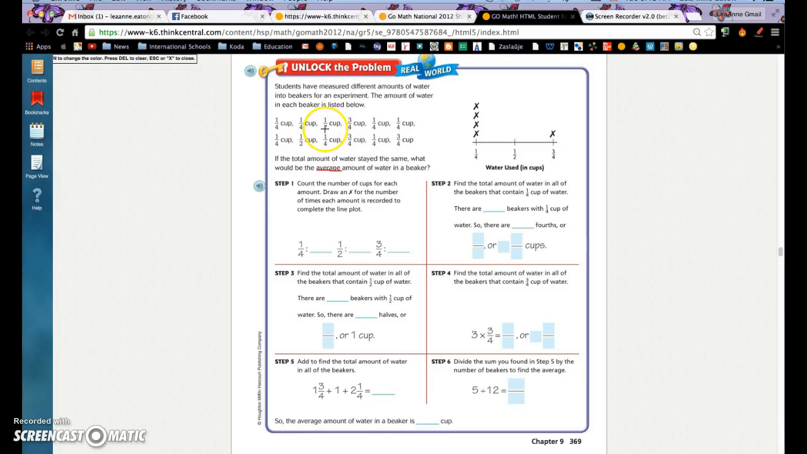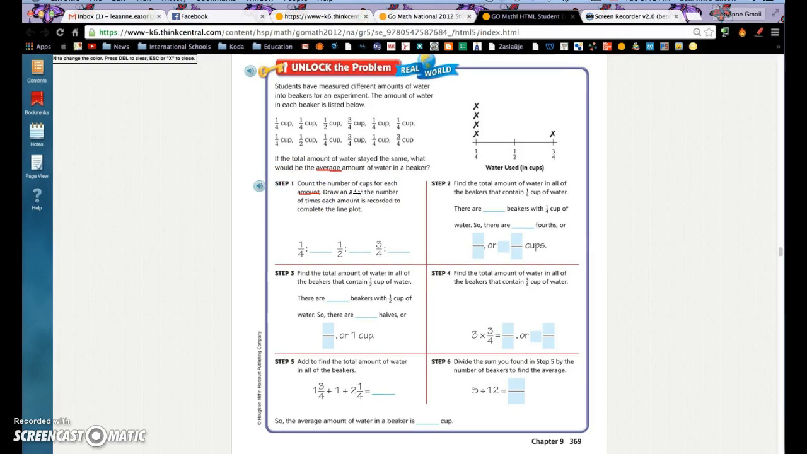Well, look here, we do not have the same common denominators. We have some halves and we have some fourths, and so it would take us quite a while to add them up. So instead, what we're going to do is create a line plot so that we can add them more easily. First we're going to count the number of cups for each amount, okay?